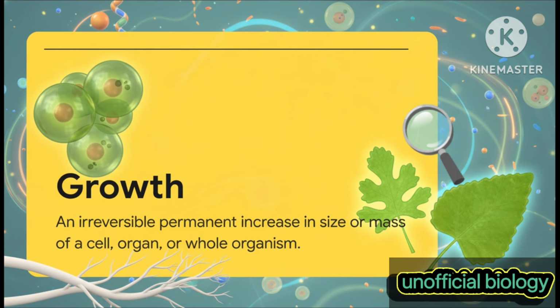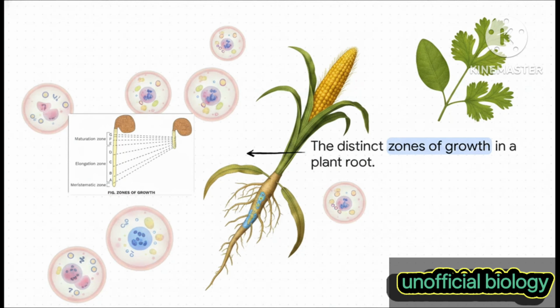Okay, let's start with the basics. In biological terms, growth is an irreversible, permanent increase in the size, mass, or volume of a cell, an organ, or an entire organism. Basically, it's a one-way street. A plant isn't like a balloon you can just deflate. It's building permanent physical structures, and that costs energy. It all relies on this delicate balance of metabolic processes, building things up, which we call anabolism, and breaking things down, or catabolism. Now, if we look at a plant root, growth actually happens across 3 distinct zones.